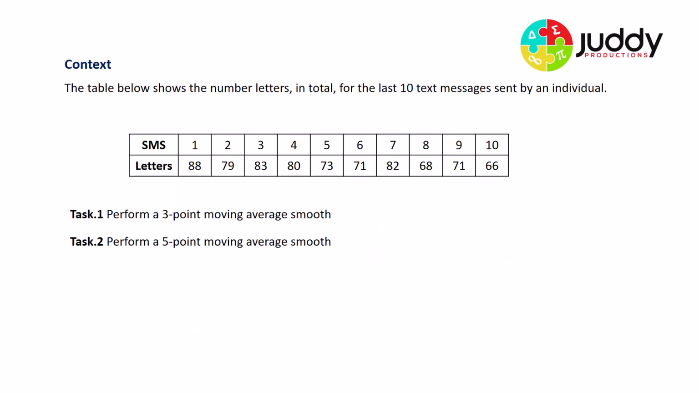Okay, our scenario is the table below shows the number of letters in total for the last 10 text messages sent by an individual. Looking at this table, text number 1 has 88 letters, text number 2 is 79, all the way through to text number 10 has 66. Our task for this video is to perform a 3-point moving average smooth, and task number 2 is to perform a 5-point moving average smooth.